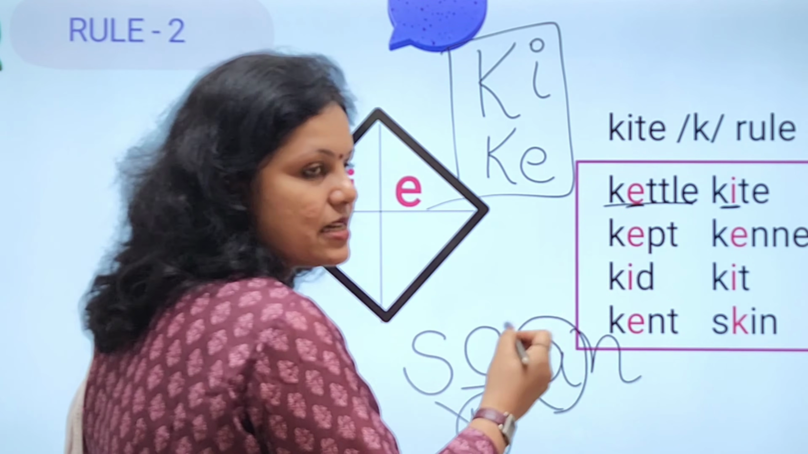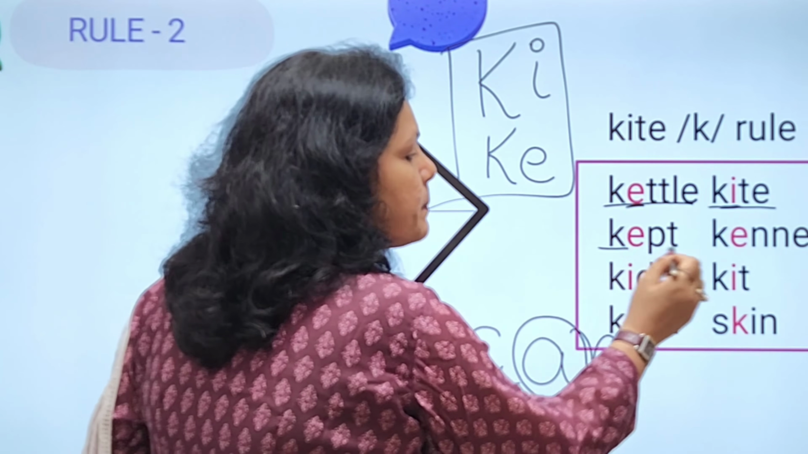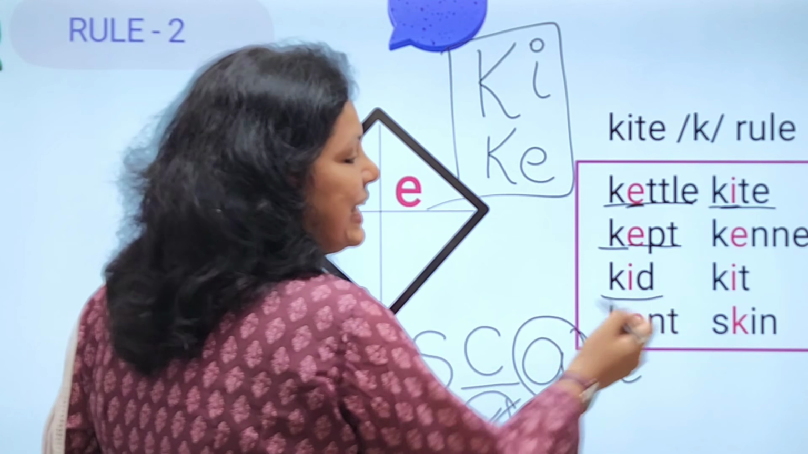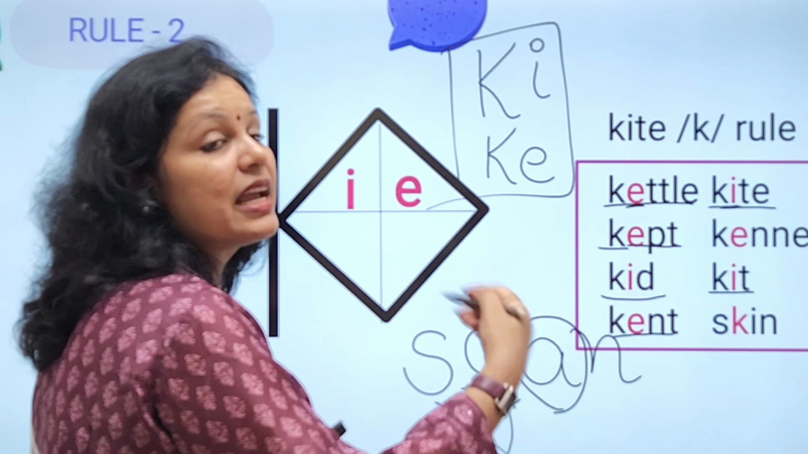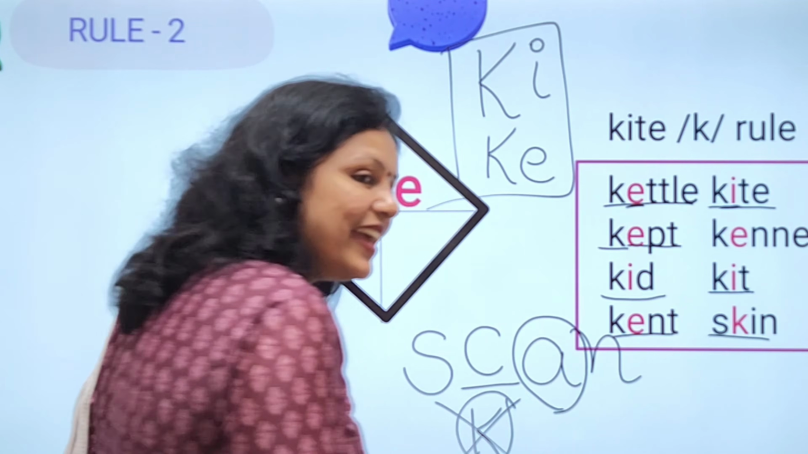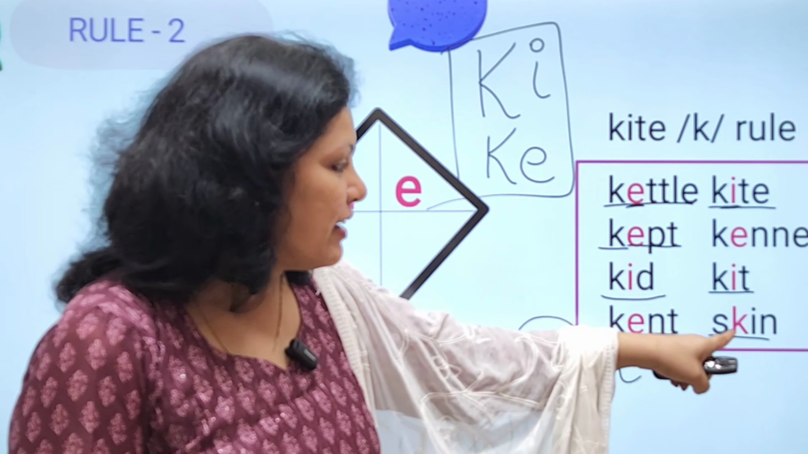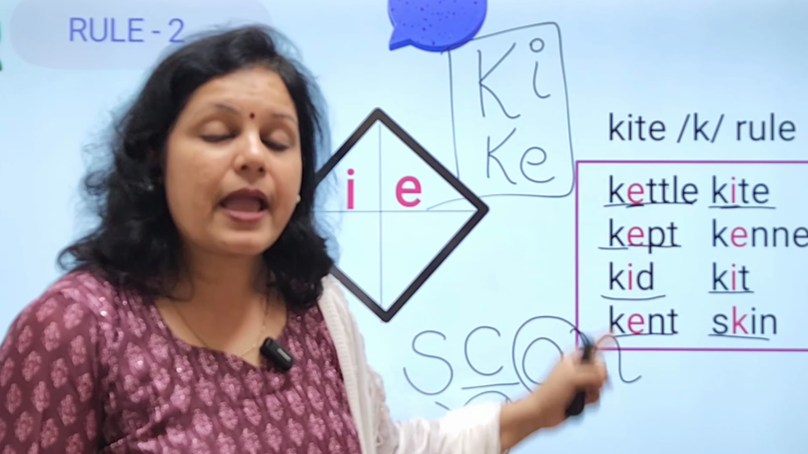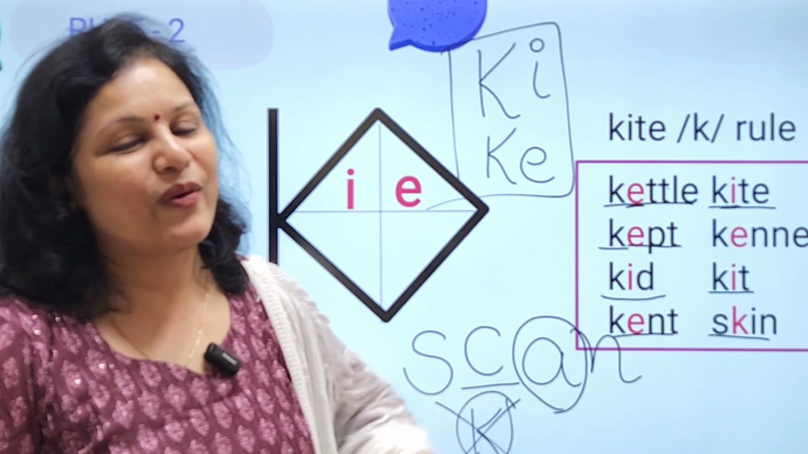Like kettle, kite, kept, kid, kit, Kent, skin. In each of these words you will find that we are using the letter K, but the letter K is always followed by the letter I or the letter E.